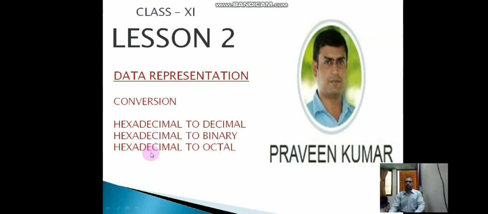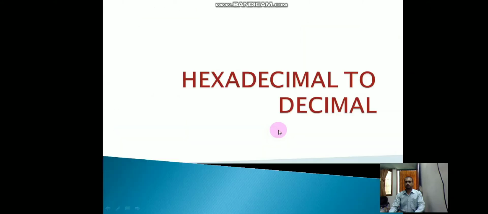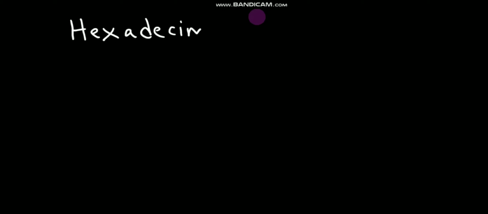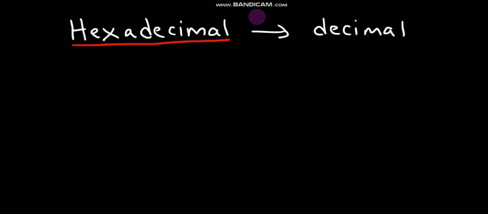Now, today I am going to discuss these conversions with you, and in this, first is hexadecimal to decimal. Now, with this example, it will be more clear to you. This is the hexadecimal to decimal conversion. Now, you all know this: in hexadecimal the base is 16, and in decimal the base is 10.